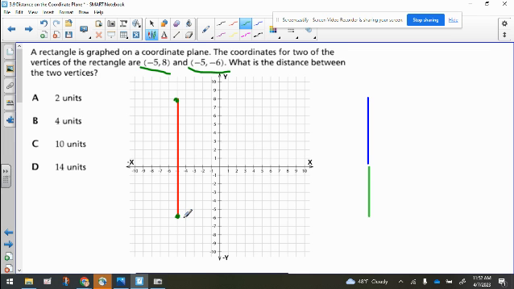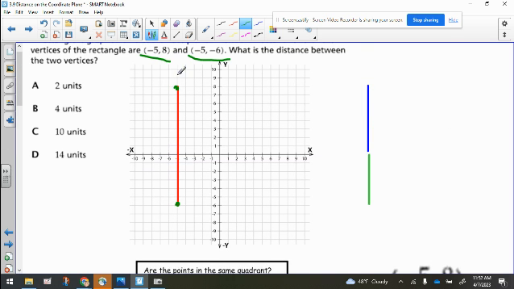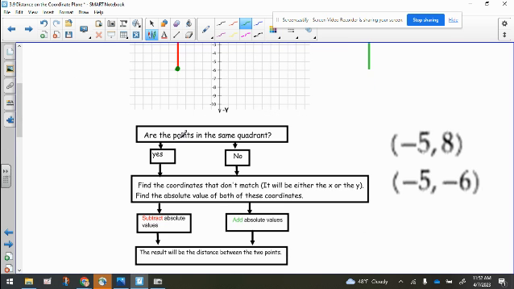Now, there is another way that we discussed in class, and I want to remind you of the rules that we talked about in class. So, if the points are in different quadrants, which they are, right? If they're in different quadrants, then we can find the coordinates that don't match. So, which ones don't match? That's this. These two don't match. And we're going to add the absolute values. So, we would add the absolute value of an 8, which would be 8. So I'm going to write that down here. The absolute value of a -6 would be 6. And if we add those, we get 14.